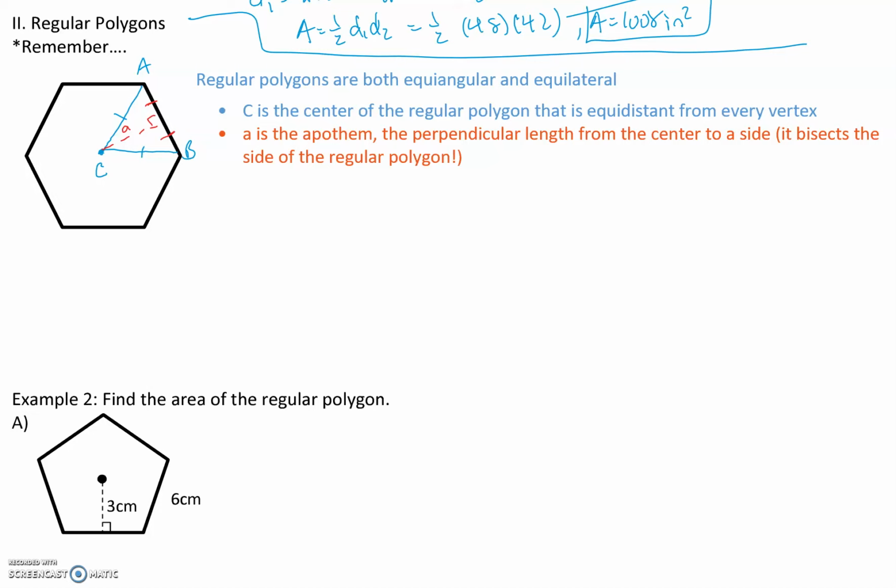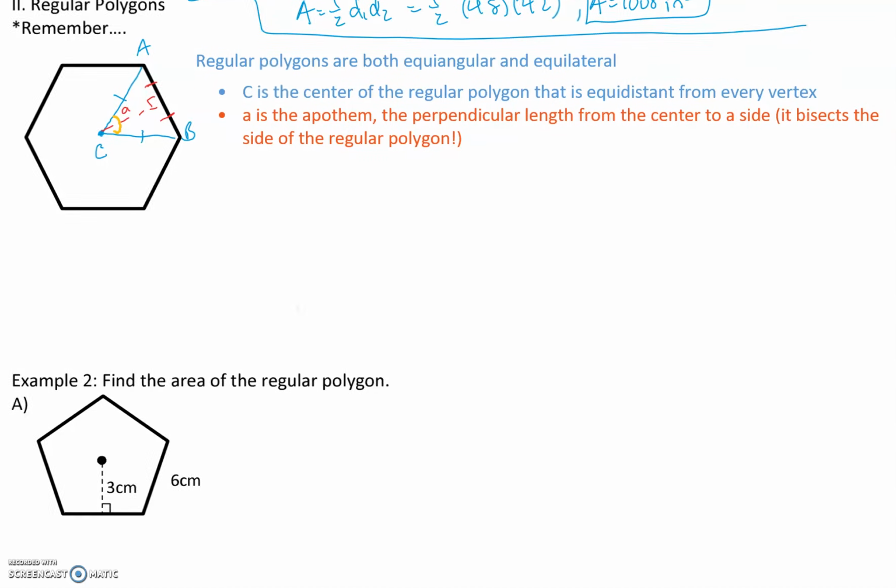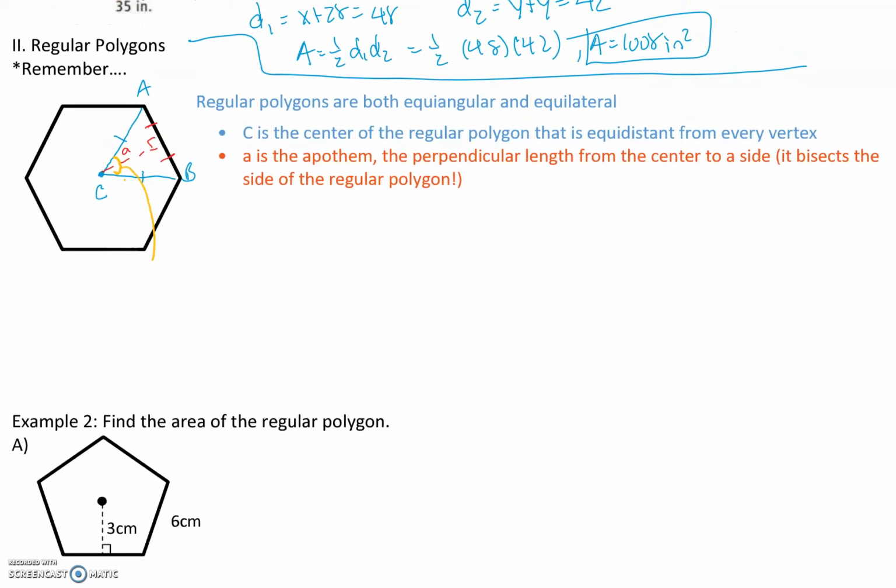Then what we want to talk about next is the lengths AC and BC create what we call a central angle. So if we look at angle ACB right here, it's an angle with the vertex C at the center, and the legs go out to two different vertices of the polygon, so the two corners of this regular polygon. So this angle ACB is what we call a central angle.